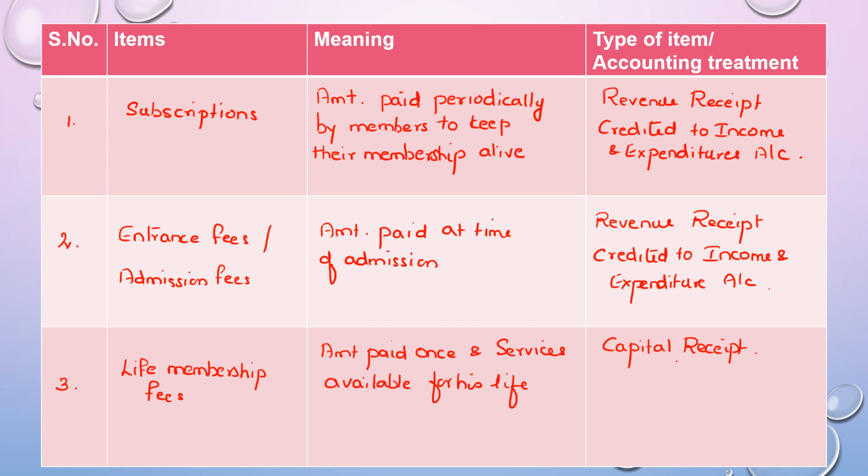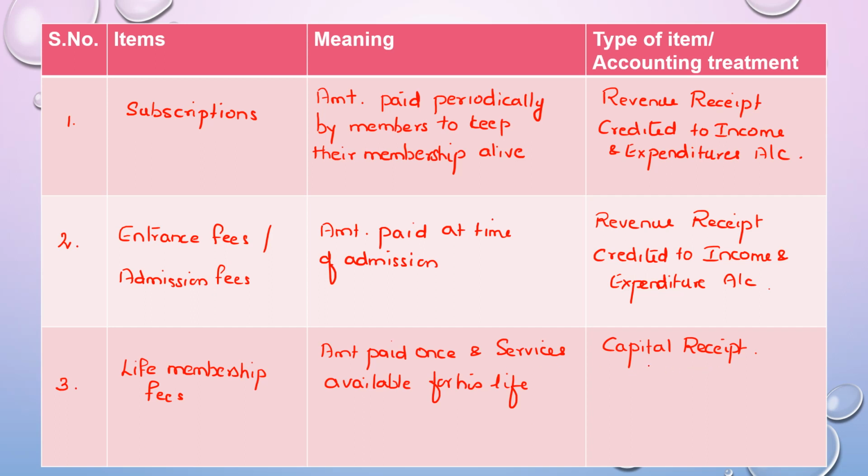What type of item go into the income and expenditure account? It is only the items of revenue nature. So revenue receipts and the revenue payments. The income and expenditures of revenue nature are going to be going into our income and expenditure account. But here this life membership fee is a capital receipt.